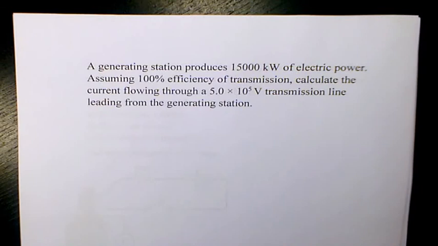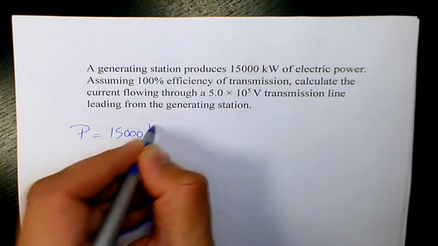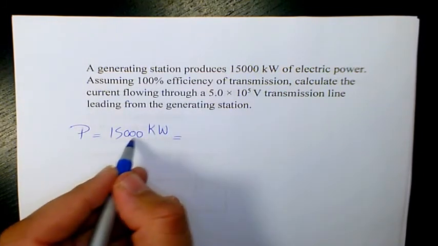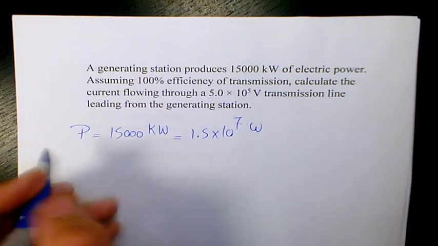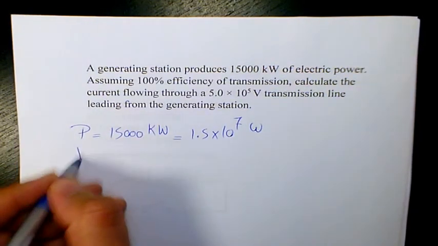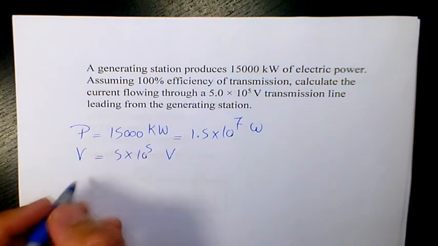Next example. A generating station produces 15,000 kilowatt of electric power. Assuming 100% efficiency of transmission, calculate the current flowing through a 5 times 10 to the power 5 volt transmission line leading from a generation station. So P is 15,000 kilowatt, which will be 1.5 times 10 to the power of 7 watts. 100% efficiency, voltage is 5 times 10 to the power of 5 volts. So we need to find out the current.